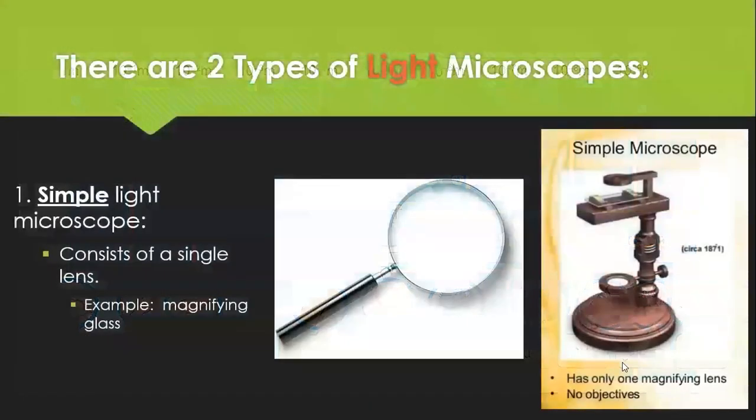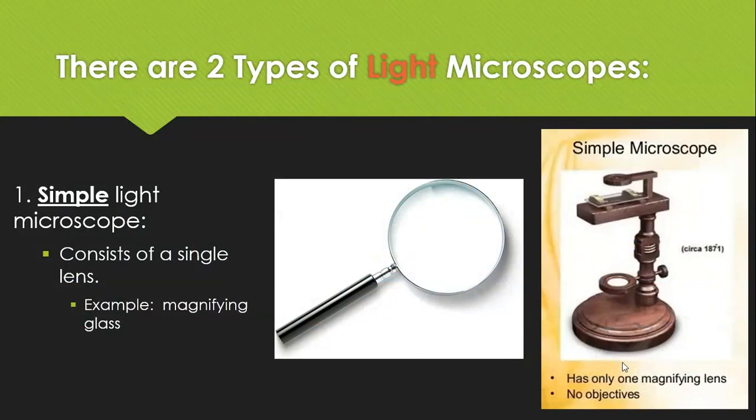Now, as far as light microscopes go, there are kind of two types of light microscopes. Again, remember, a light microscope is any combination of a light source and a lens or lenses. So a simple light microscope uses just a single lens and just the ambient light in the room as a light source. So a magnifying glass would be an example of a simple light microscope. It's got one lens that makes objects larger, and it just uses the light from the environment.